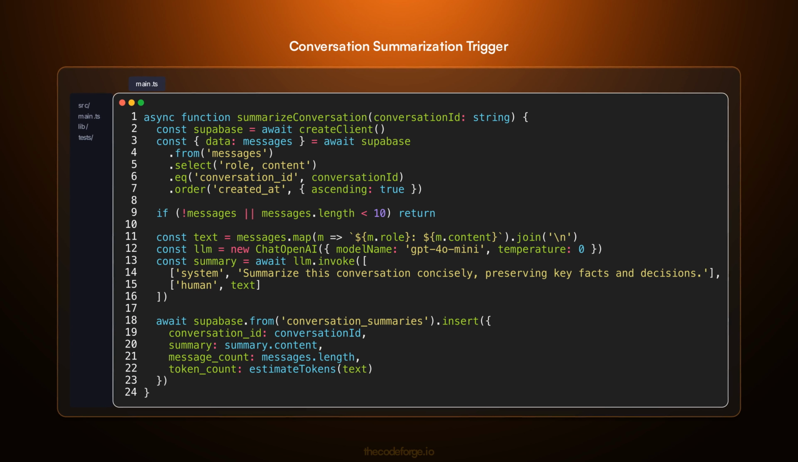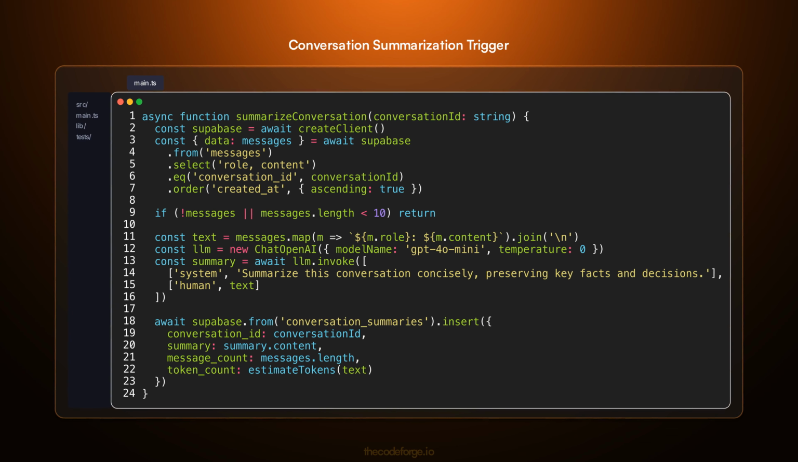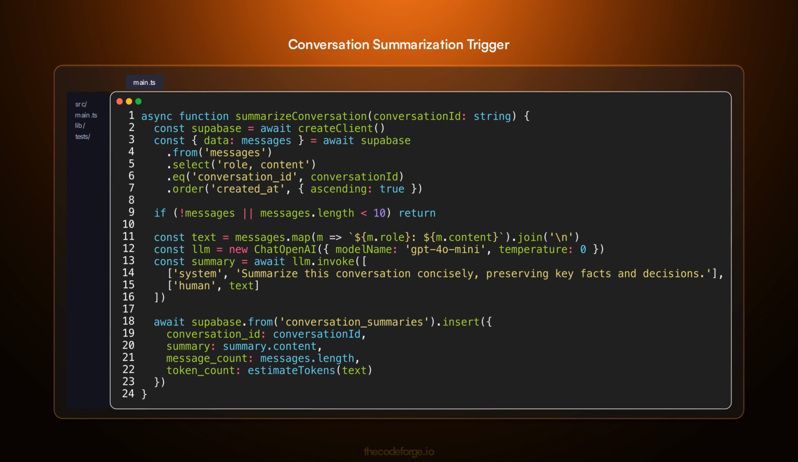The article mentions summarizing after 8,000 tokens, but doesn't show the summarization function. Here's a concrete implementation that uses a cheaper model to compress history and stores the summary in Supabase.